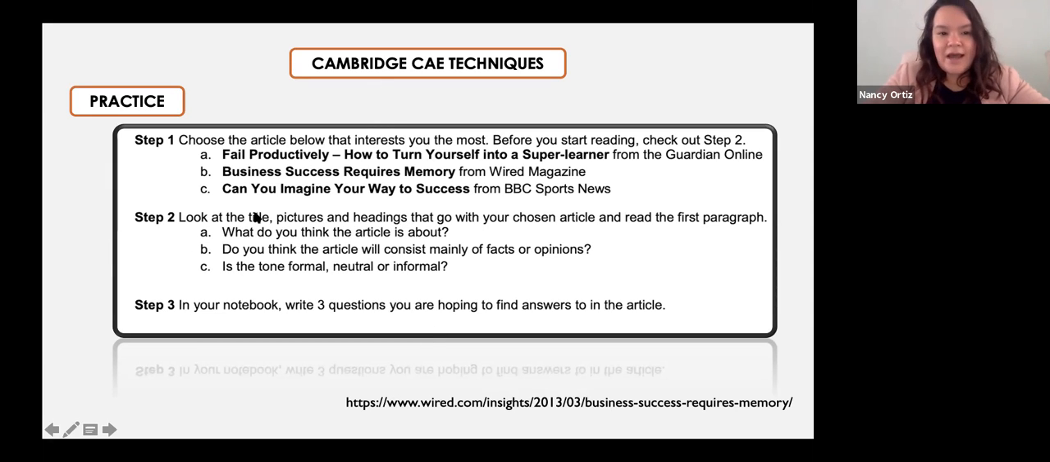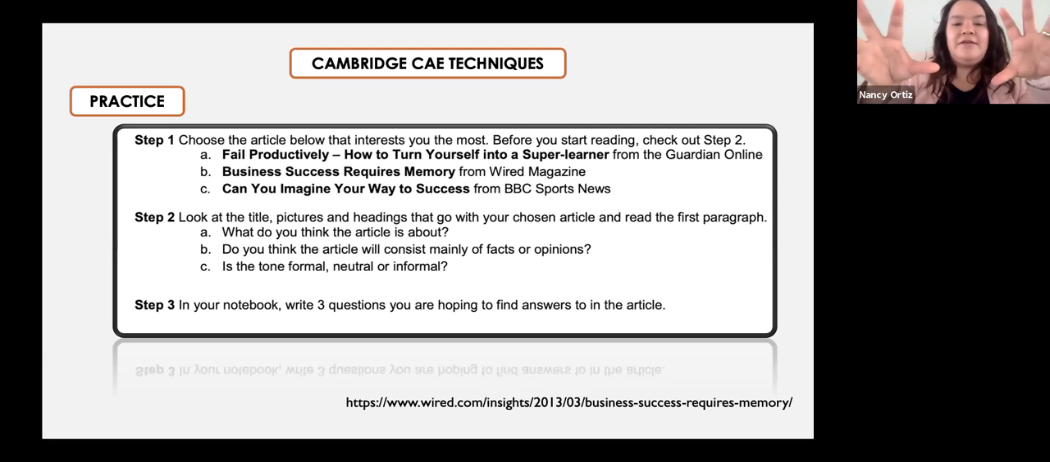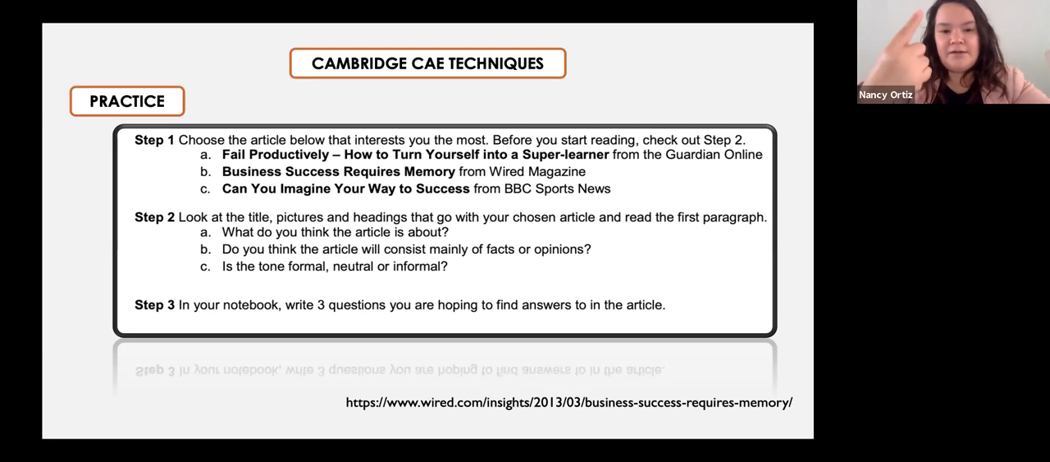You're going to look at the title, okay? This is the Cambridge technique, don't forget. You're going to look first at the title, pictures, and headings that go with the article and read the paragraph, just the first paragraph, no more, okay? Don't cheat. Again, look at the title, the pictures, the headings, scroll down because you're on a computer, observe everything, and read paragraph one.